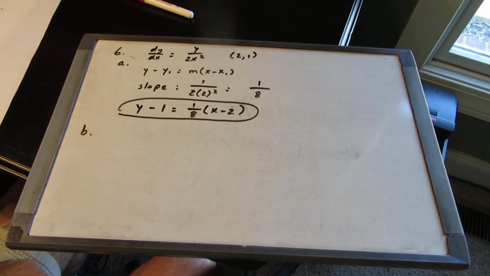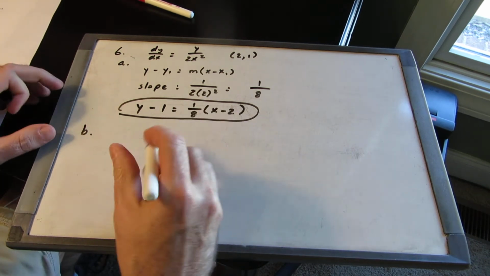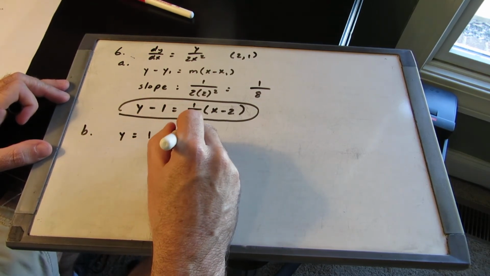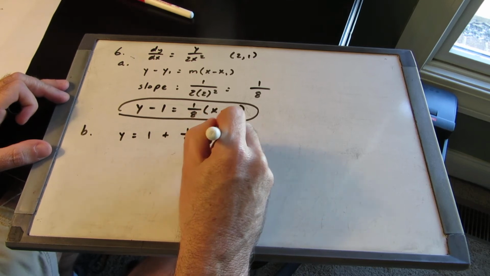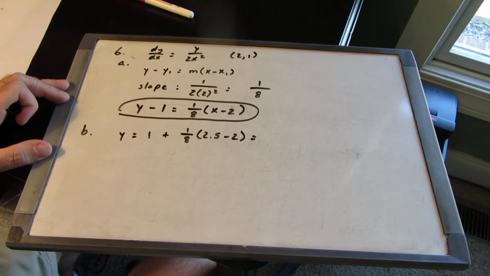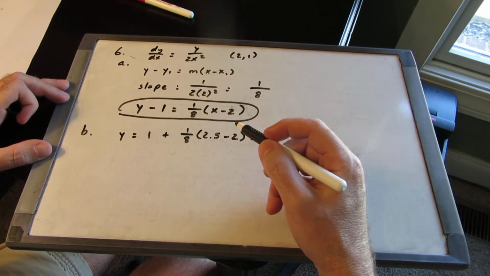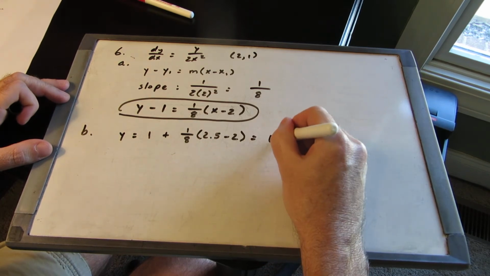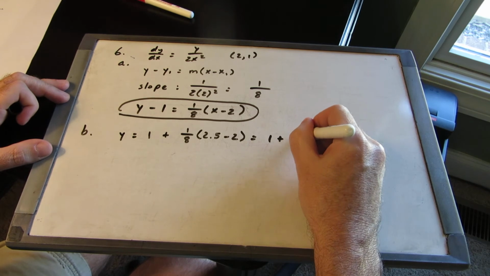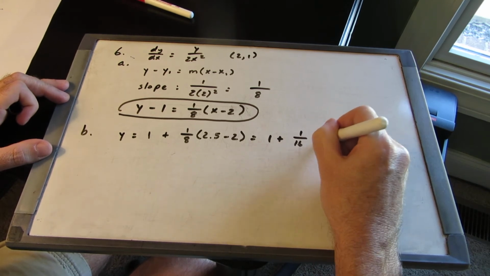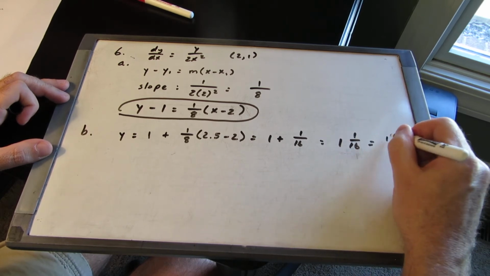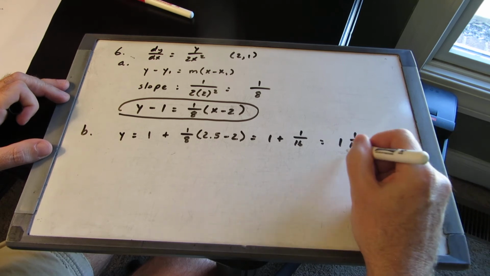Part B, use the tangent line in part A to approximate f of 2.5. So what you do is you just plug in 2.5 there for x. So I'm going to move this -1 over to the other side. So 1 plus 1/8 times 2.5 minus 2. So that's going to be 1/8 times 0.5 plus 1. So 1 plus 1/16, half of an eighth. I'm just going to write that as 1 and 1/16, which would be 17 over 16 if you want to write it that way. Right, one of those two.